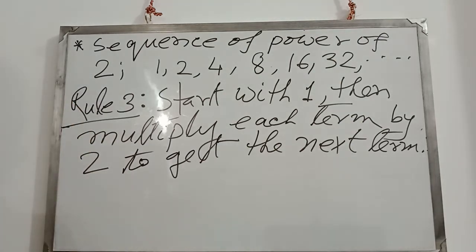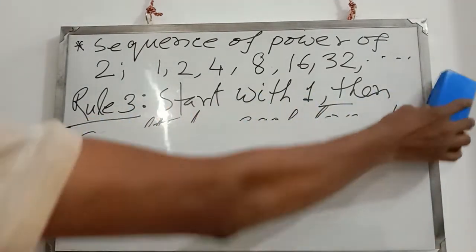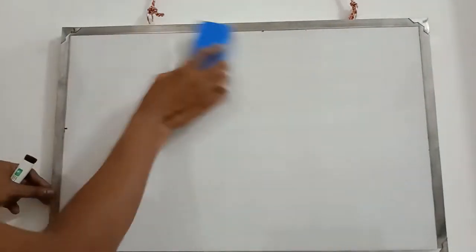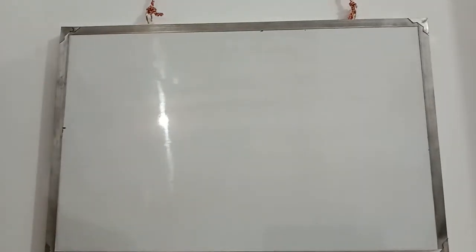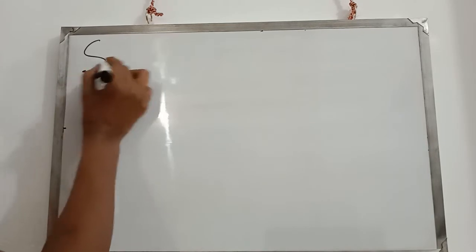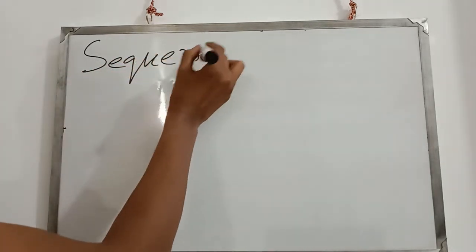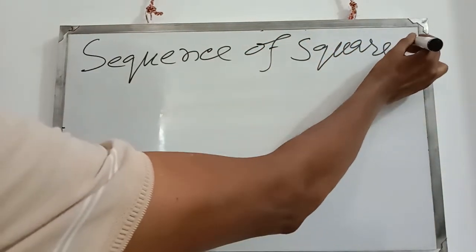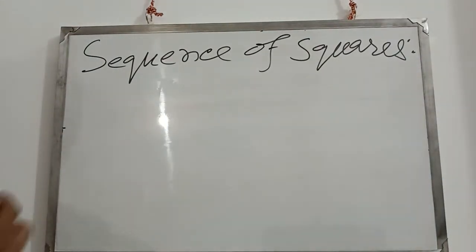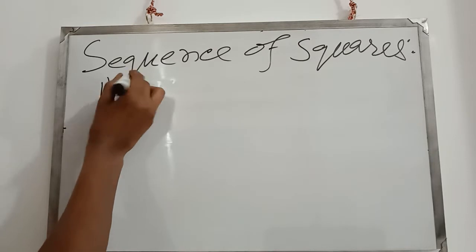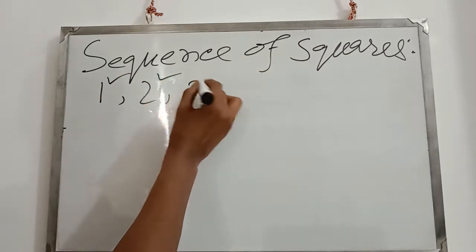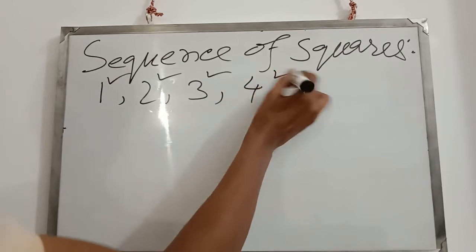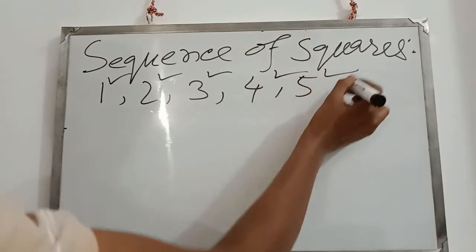Next, number 4. Sequence of squares: 1 squared, 2 squared, 3 squared, 4 squared, 5 squared, and so on.